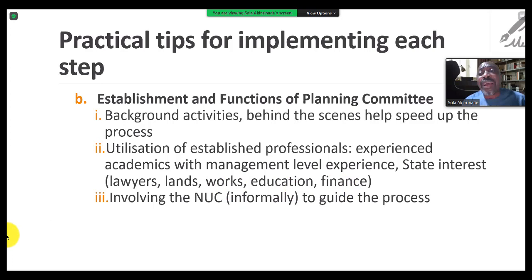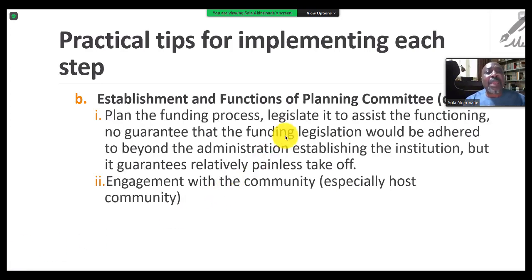And then there are state interests to take into consideration in establishing a state university. You cannot ignore it. Then I would suggest, like was done for us, involve the NUC informally. There are personnel of NUC that can be invited to join your committee so that they can give you the guidelines. They can assist you. They can help you to get it right. Like the law, the academic brief, all the things that could appear complicated. If you have an NUC fellow on your team, it will help to get the process right.